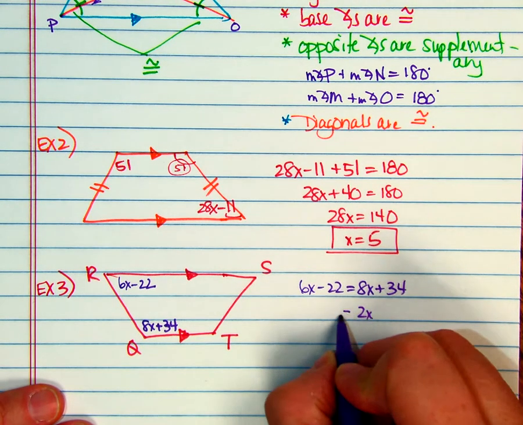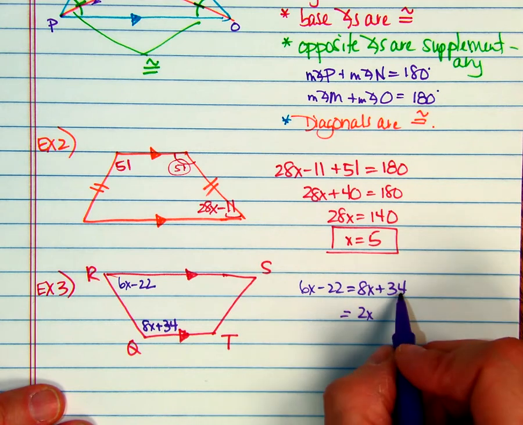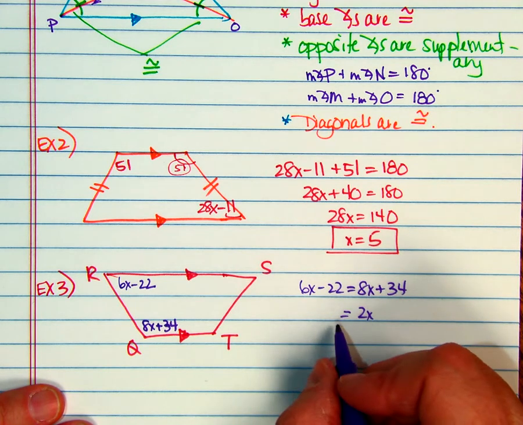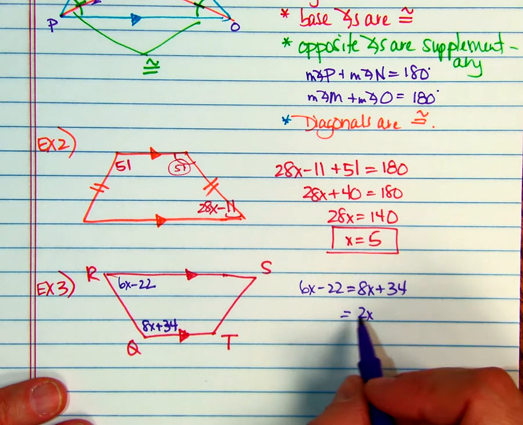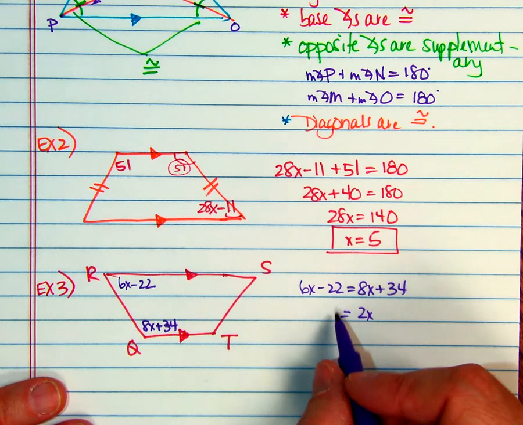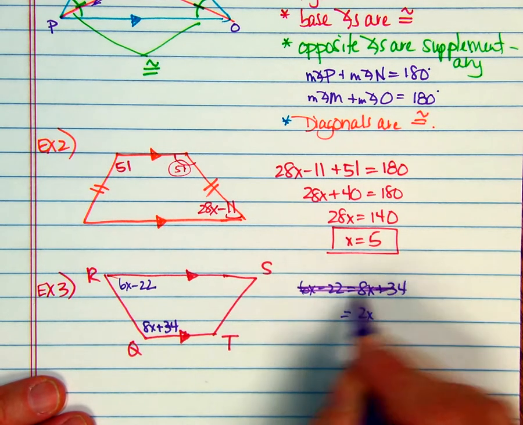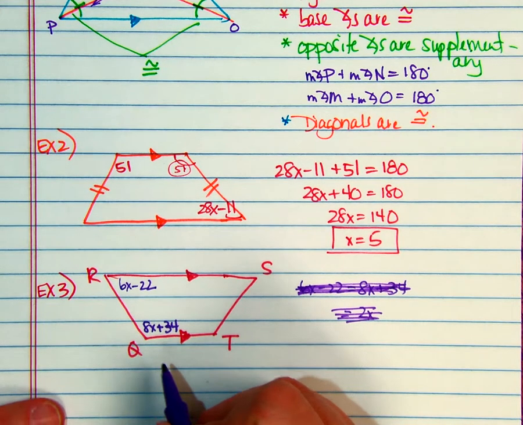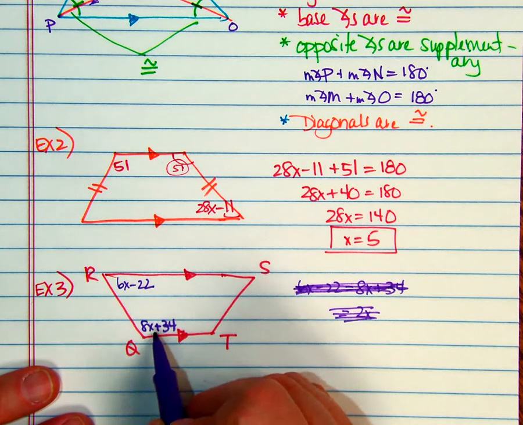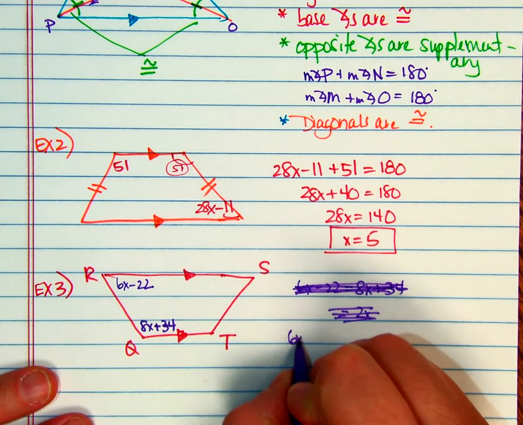We get 2x equal to, subtract 6x, 8x plus 34. Oh, hold on. Hold the phone here. This is not right. These are not equal to each other. I'm losing my marbles. What is the relationship? They are supplementary. Good grief.